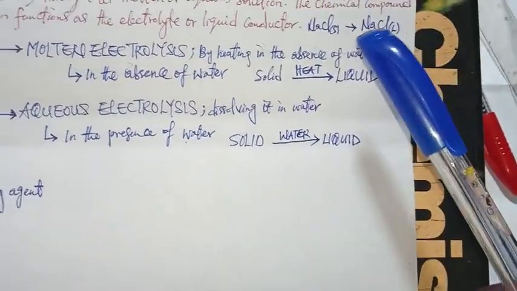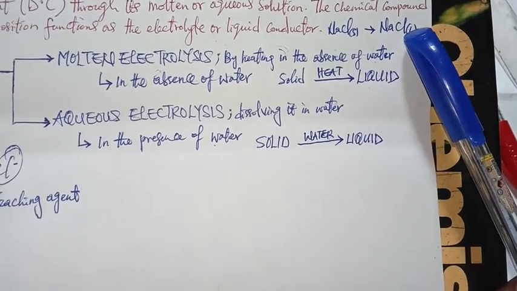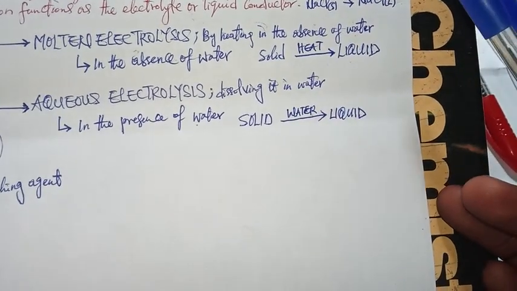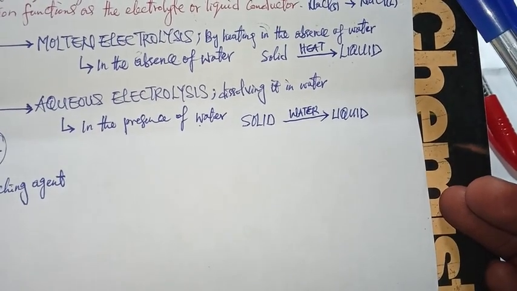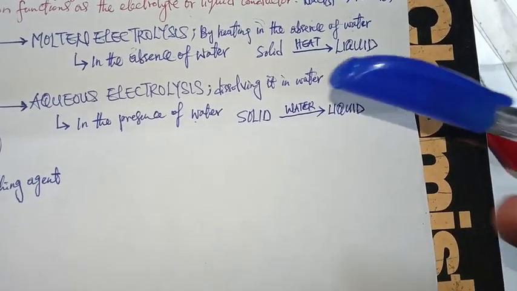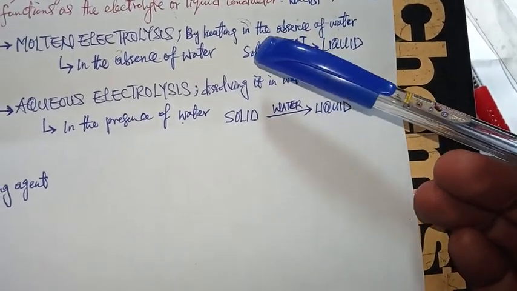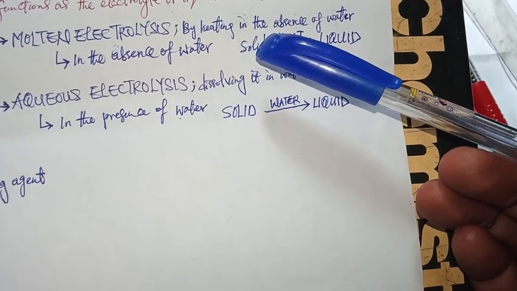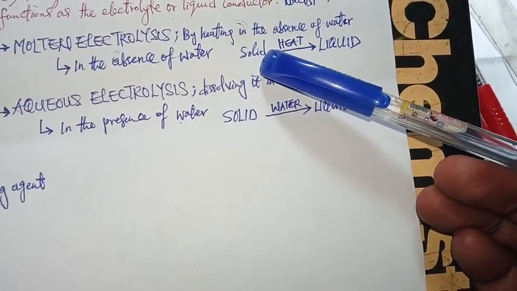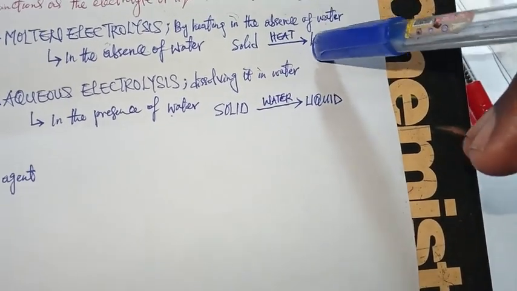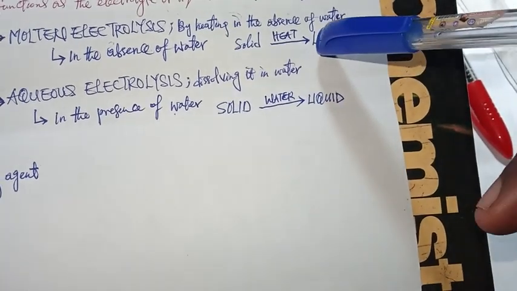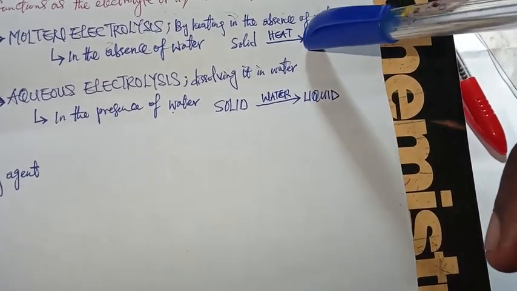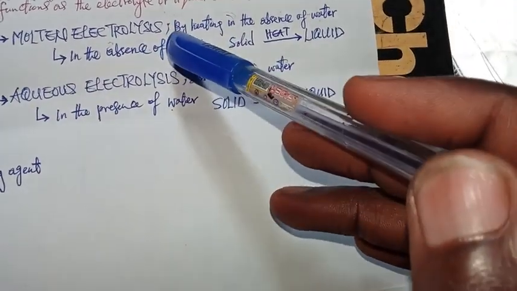Take for instance common salt. You can change common salt from solid to liquid by applying heat, but that is going to take a lot of time and it's going to cost a lot of money. When you apply heat to common salt, which is existing as a solid, it absorbs that heat for a while, and at its melting point, it's going to melt and change to a liquid. In such a situation, the common salt is existing in its molten state. Molten state means absence of water.